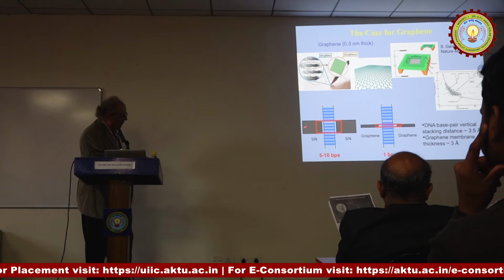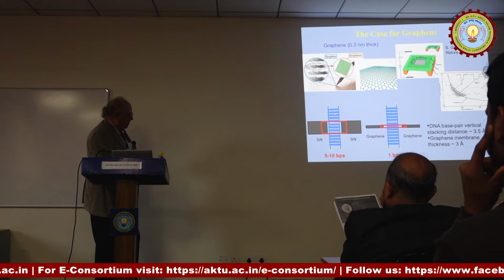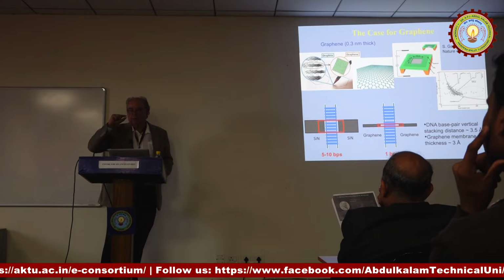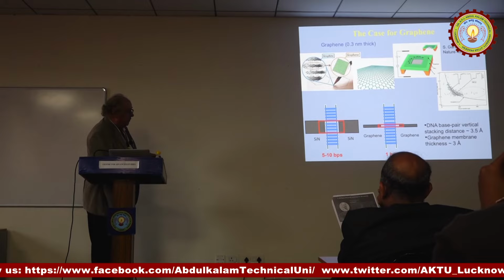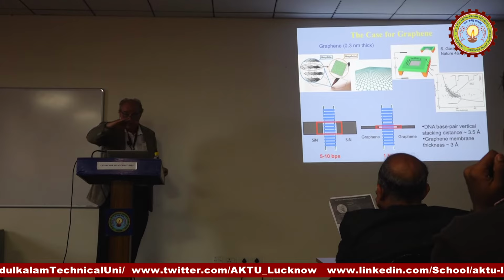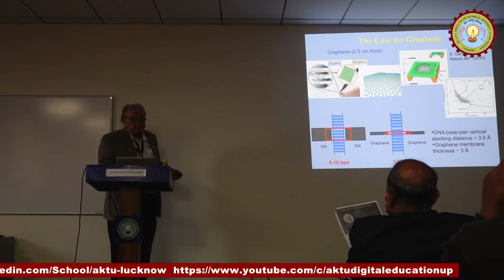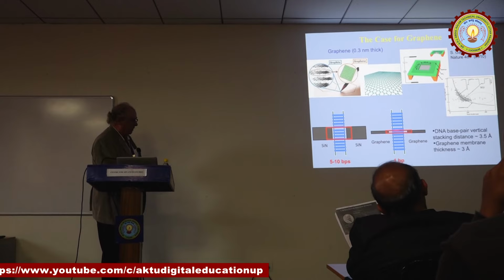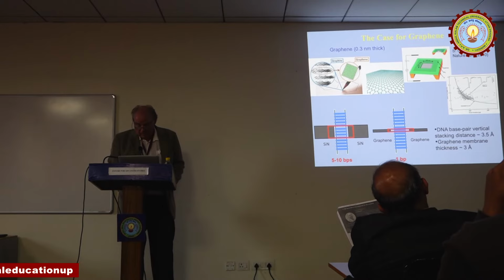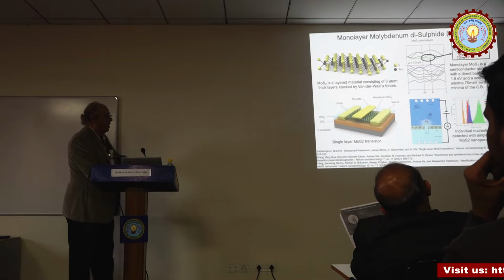I forgot to mention that the separation between two successive base pairs in the DNA is of the order of 3.4 angstrom. So graphene is thinner. Because it is a monoatomic layer, the thickness of graphene is in fact 3 angstrom. So you can single out each particular base that goes through the pore and be able to read them. So graphene has been put forward as a material of choice to identify the DNA and the sequence of information that it carries. But there was a problem with graphene that I will mention in the next few graphs.